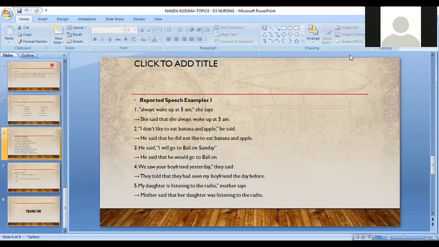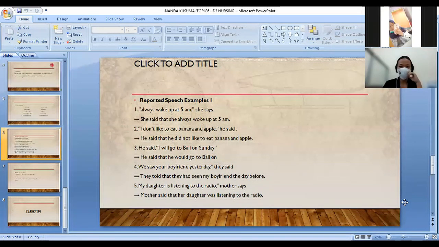For example, number 1, I always wake up at 5 p.m. She said that she always wakes up at 5 p.m. Number 2, I don't like to eat banana and apple, he said. He said that he did not like to eat banana and apple. Number 3, he said, I will go to Bali on Sunday. The answer, he said that he would go to Bali on Sunday.